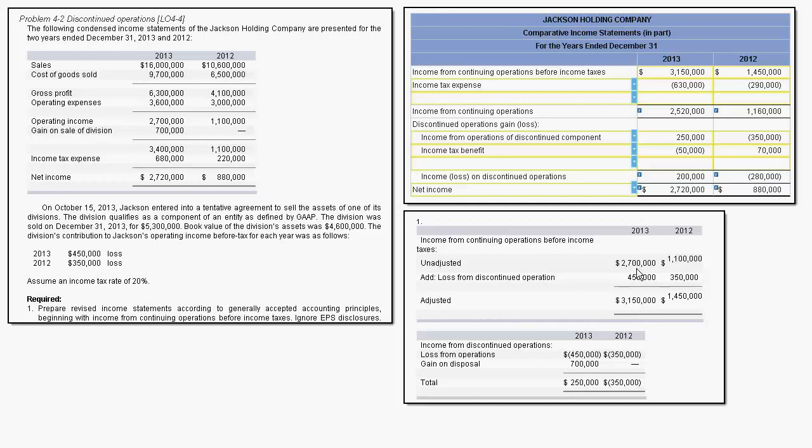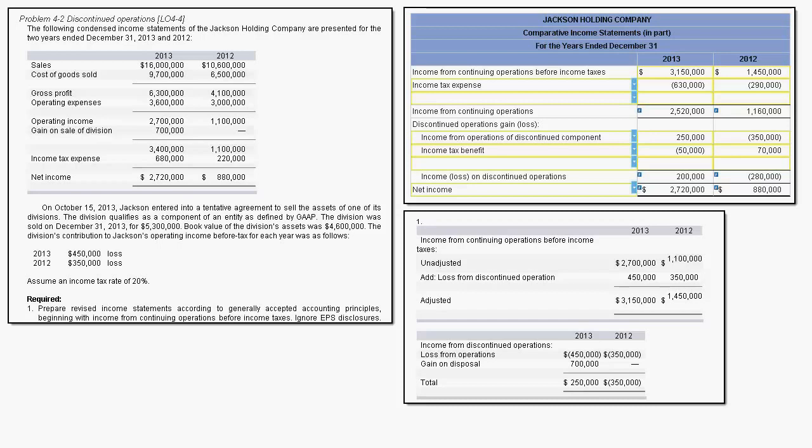There was $2,700,000 of unadjusted income from continuing operations. That comes from right there to the left of my mouse. Then we have to add back that loss of discontinued operations. They gave that information right here, $450,000. So we add that and we come up with an adjusted income from continuing operations of $3,150,000. That's where that comes from. The income tax rate is 20%. We apply that, or if you will, subtract it, to come up with income from continuing operations.